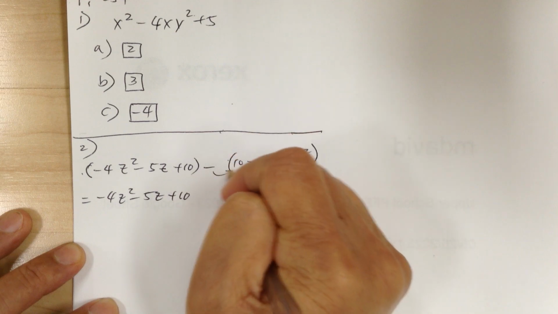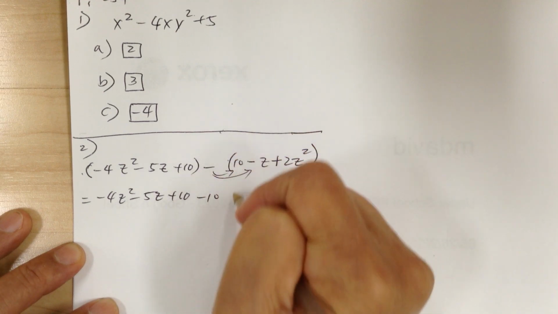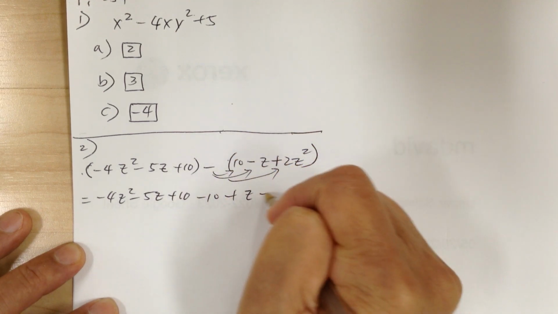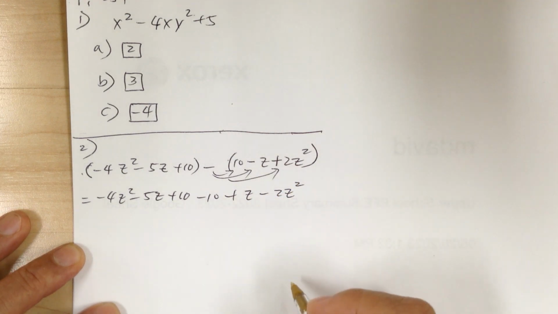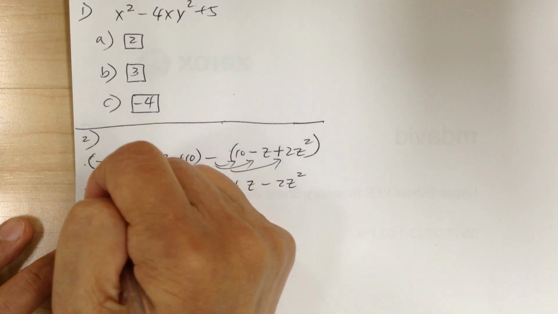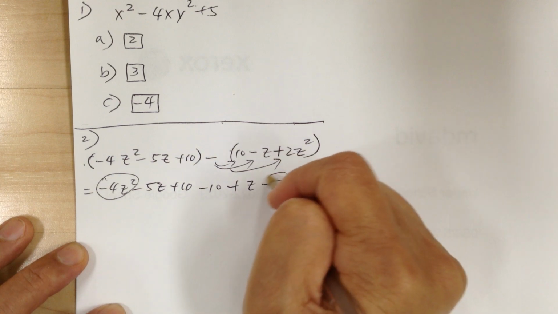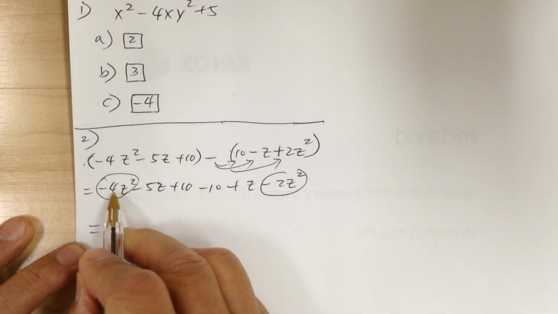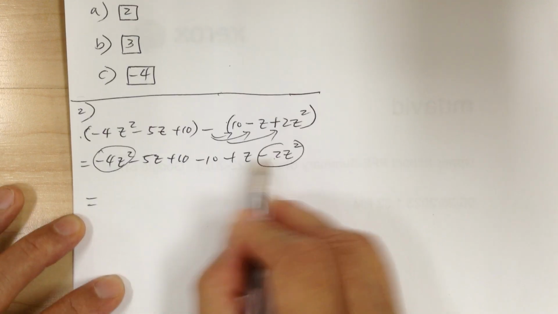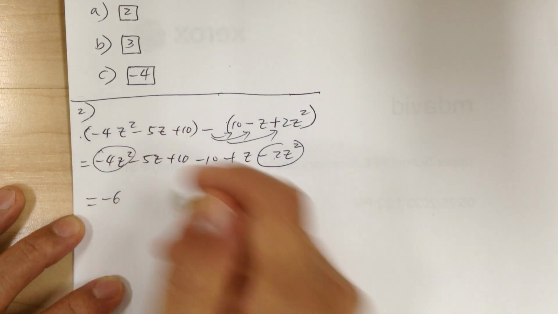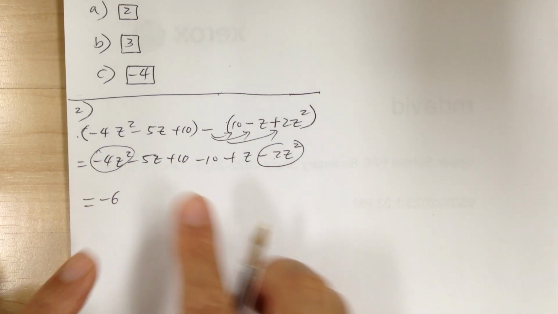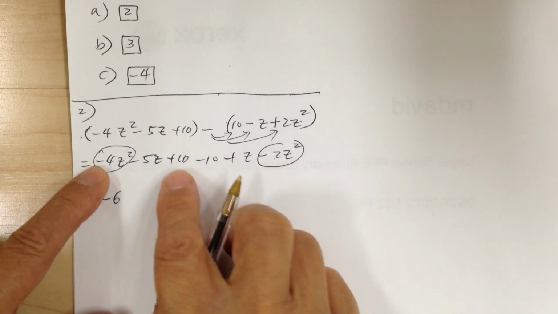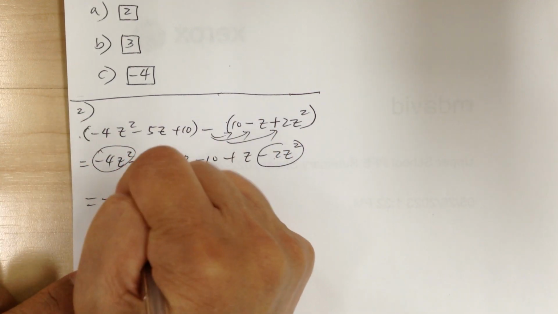Now this one, you have to be careful. When you distribute, you're going to get -10 plus z minus 2z squared. Then after that, combine the like terms. So start from the highest degree. So -2 and -4 and -2 will give you -6. They're the same sign, so it means they're going the same direction. So you have to add the numbers because they will reinforce each other.